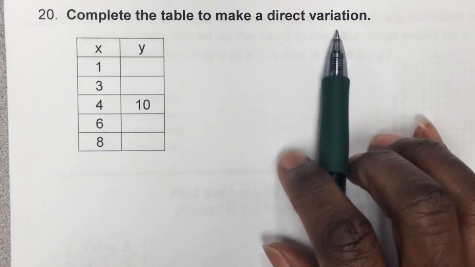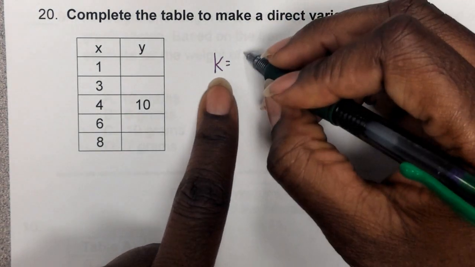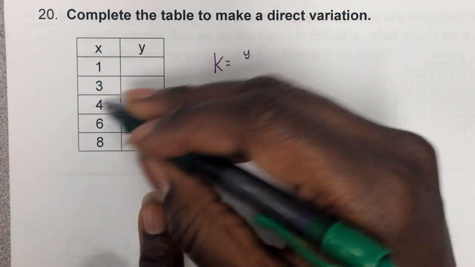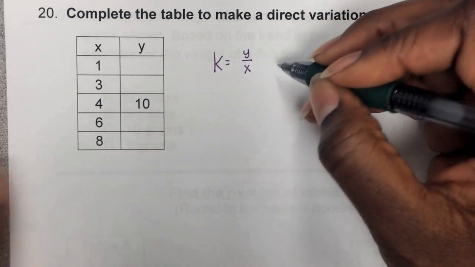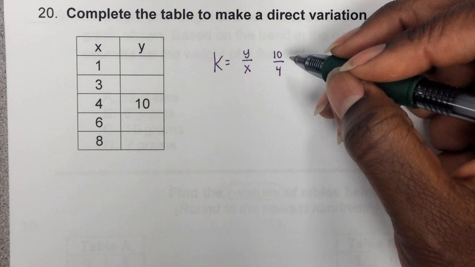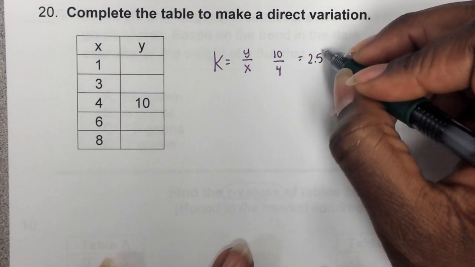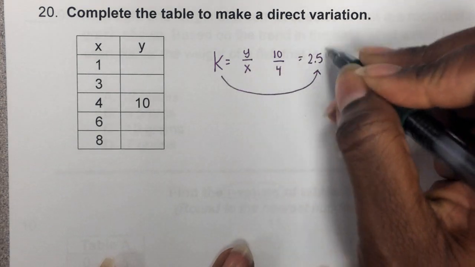Complete the table to make a direct variation. In order to make a direct variation, it's probably best to find your k first. The way to find your k is to always take whatever y and x they give you and divide it. So in this case, I'm going to take 10 divided by 4. 10 divided by 4, I'm getting 2.5. That's my constant of variation.